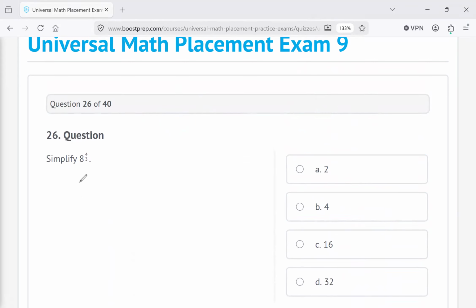26. Simplify 8 raised to the fourth. You could just put that in the calculator. That's 16. So C.